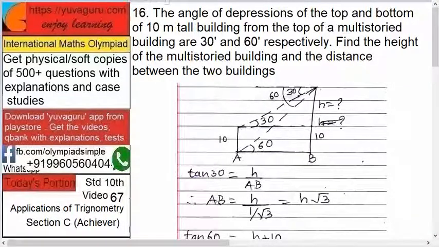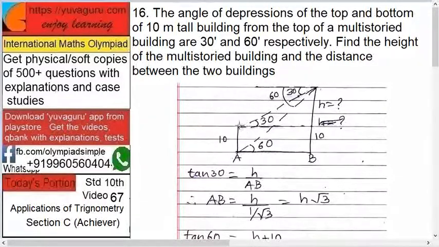One. Let's start. The angle of depression of the top and bottom of a 10-meter tall building from the top of a multi-storied building are 30 degrees and 60 degrees respectively. Find the height of the multi-storied building and the distance between the two buildings.